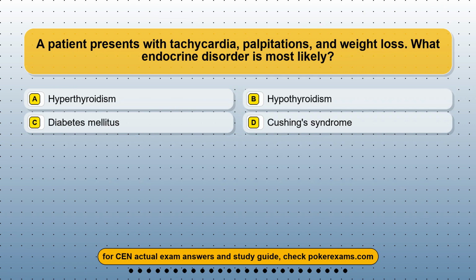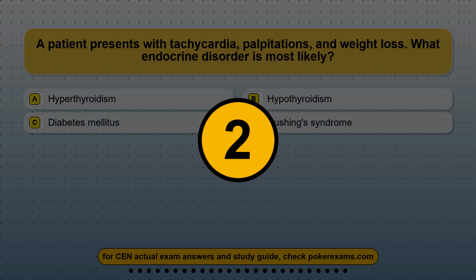Question 7. A patient presents with tachycardia, palpitations, and weight loss. What endocrine disorder is most likely? Option A, hyperthyroidism. Option B, hypothyroidism. Option C, diabetes mellitus. Option D, Cushing's syndrome.